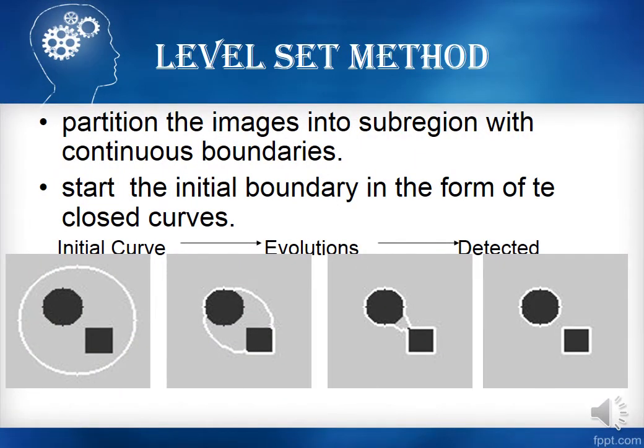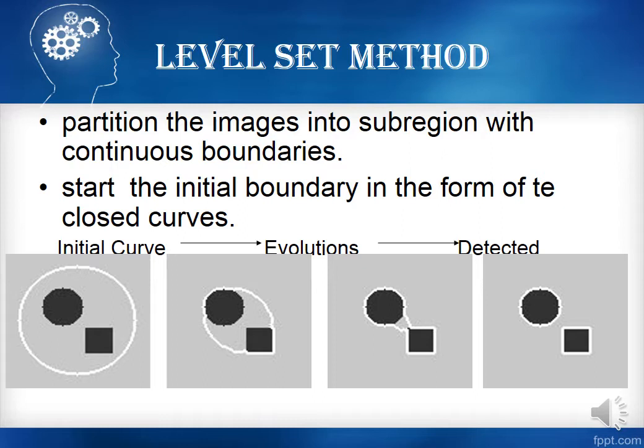The level set is used to partition the images into subregions with continuous boundaries. A continuous contour is fixed at the edges of the image and it starts moving towards the center. While coming to the center, if these contours face any sudden changes, these contours will stop and encircle the given region of interest.